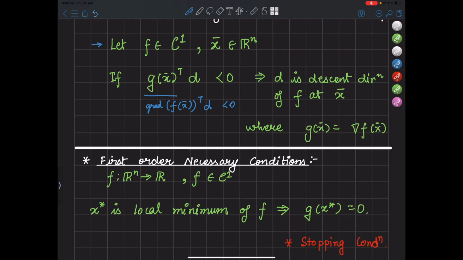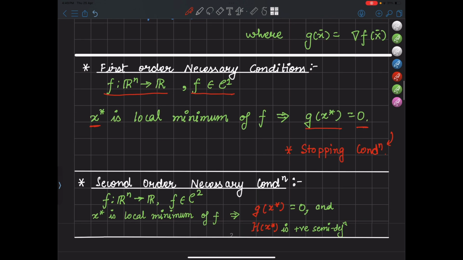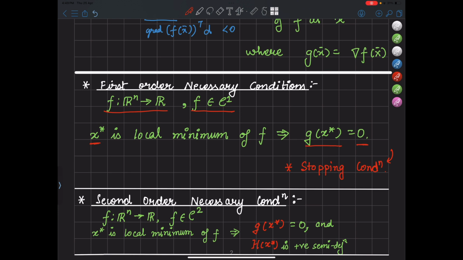If f is some real valued multivariable function, and f is continuously differentiable, then some point x star is a local minimum only if the gradient of the function at that point is 0. This condition is generally used as the stopping condition in the minimization algorithms. That is its utility. Now let's look at the second order necessary conditions.